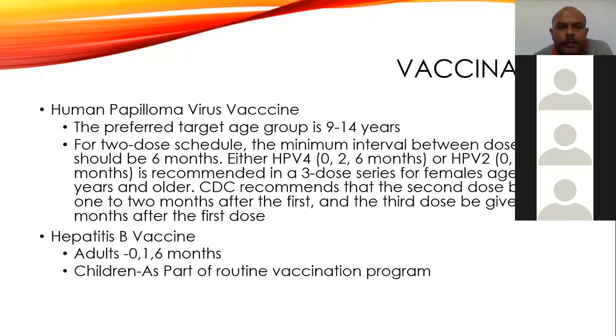One is the human papillomavirus vaccine. There are two types of vaccines, HPV4 and HPV2. The third type, HPV9, is not yet available in India. It's available in the US. There are several types of human papillomavirus. Two main cancer-causing types are 16 and 18. By taking this vaccine, we can avoid infection by these two human papillomaviruses. That way, cervical cancer risk can be reduced.